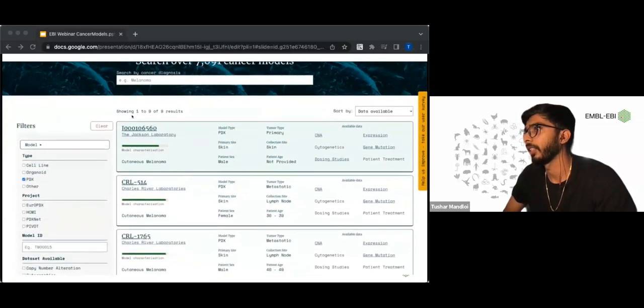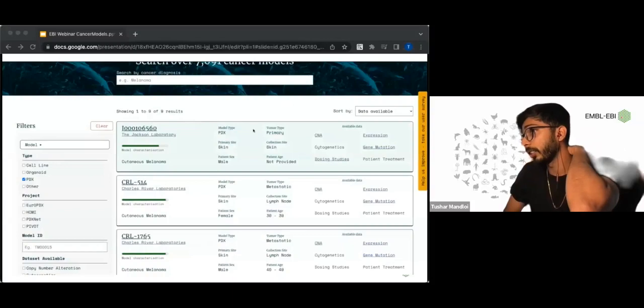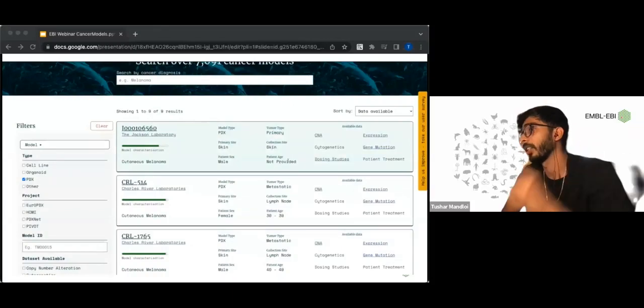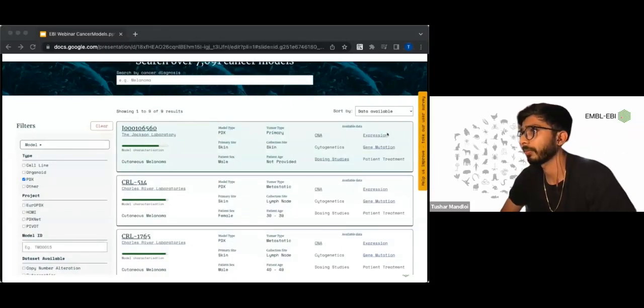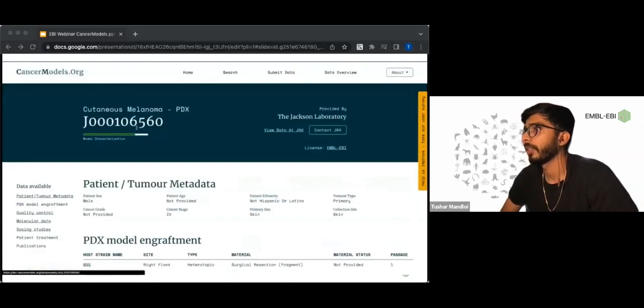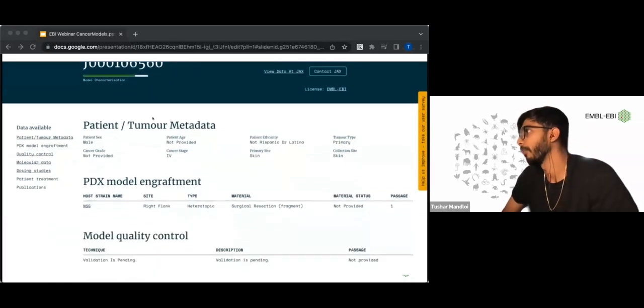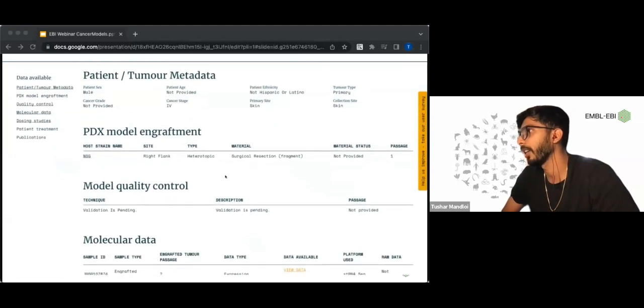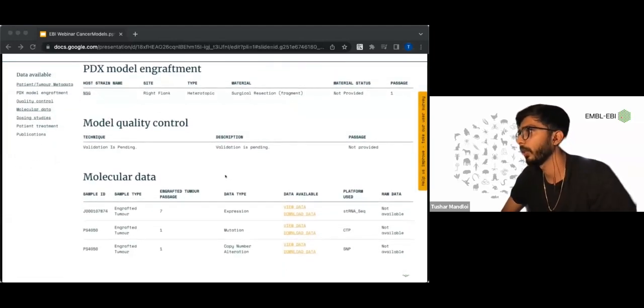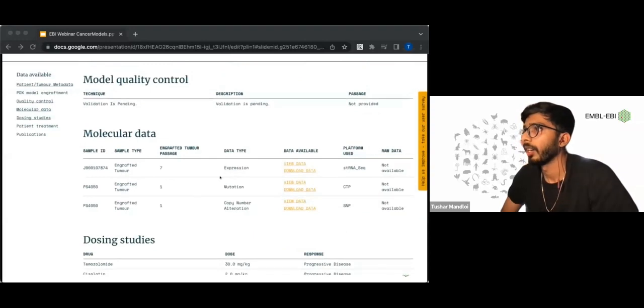And we can see the model information and the available associated genomic data with the models. She selects the model of her interest, where she's presented with the metadata associated with the model, the model engraftment data, and model quality control information. She's interested in the molecular data. She heads over to the section.